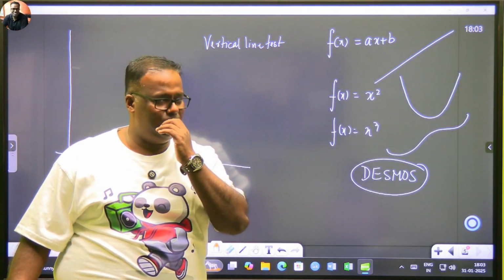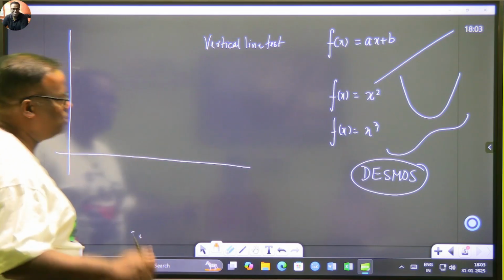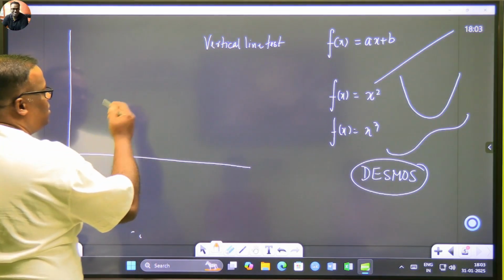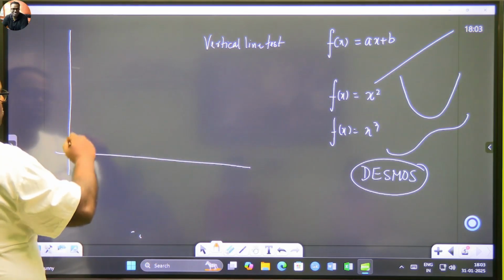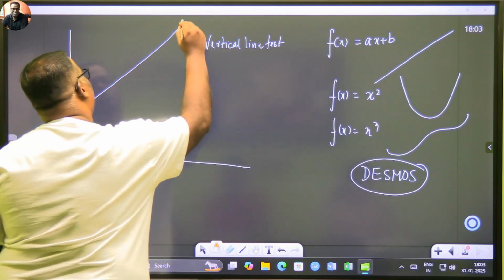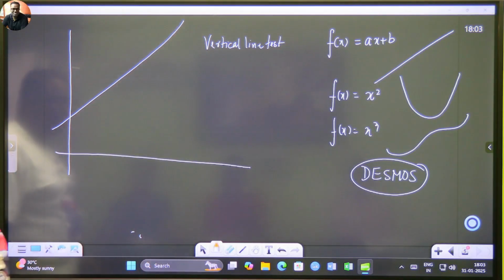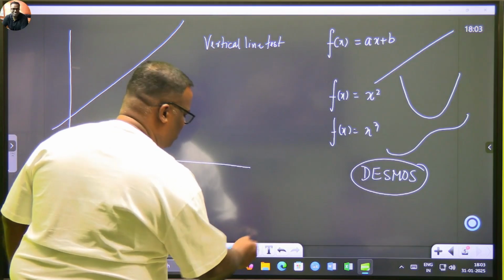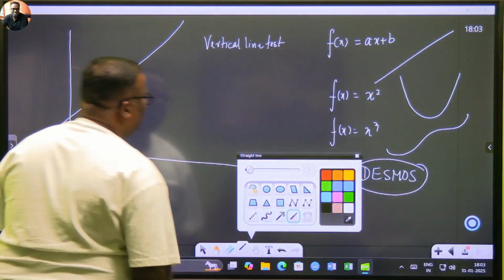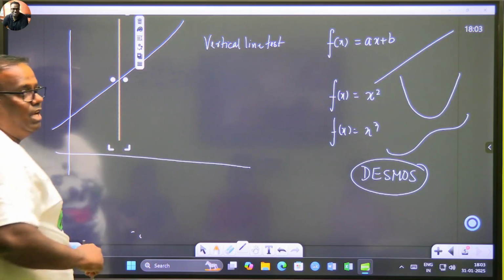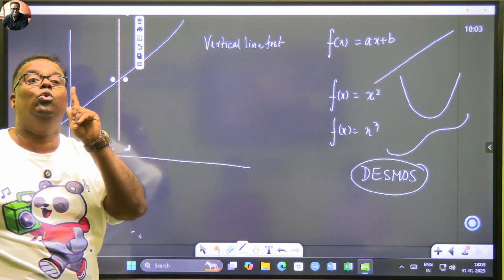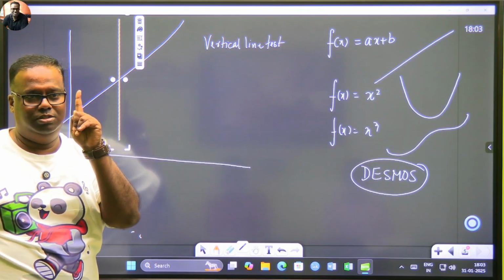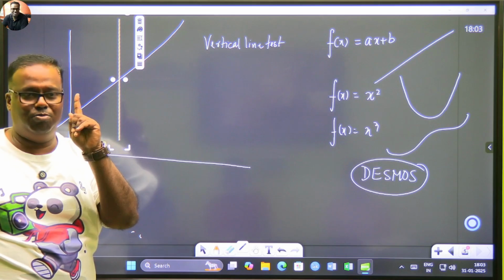Now, how do you understand whether it's a function or not? Vertical line test. Let's just look at me. Suppose I plot this function, ax plus b. It is a function which will give me a plot like this. Vertical line test means just draw a vertical line, one vertical line wherever you want. The line should intersect my curve, the function plot, only at one distinct point.